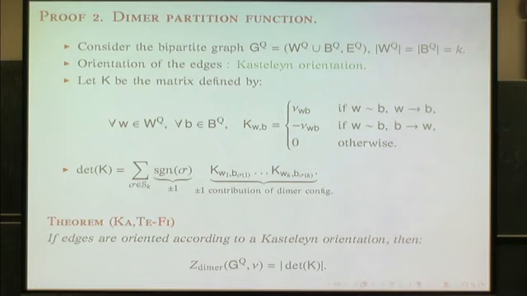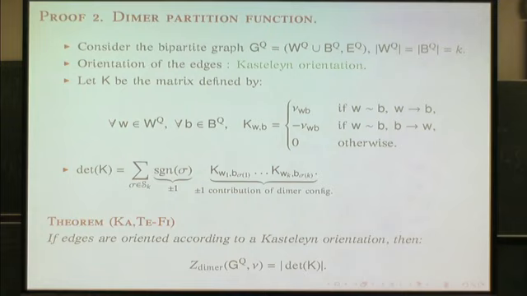So consider a bipartite graph. It can be any graph. I'm stating it for GQ, but it can be any graph. So white and black vertices, edges, and then you have to have the same number of white and black vertices, otherwise you don't have perfect matchings. And suppose that edges of your graph are oriented. I will tell you after what you need from the orientation. But for the moment, just suppose that it's oriented.